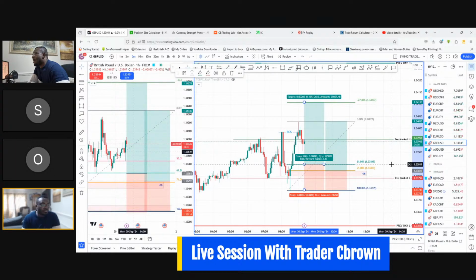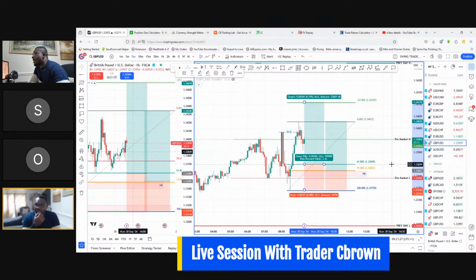If price comes to 61, we're going to take that. That should be activated. And if it doesn't and it keeps pushing up, we'll leave it. We cannot force the trade. That's one thing you should know. You just have to learn not to force trades.